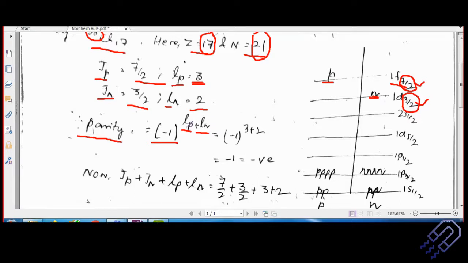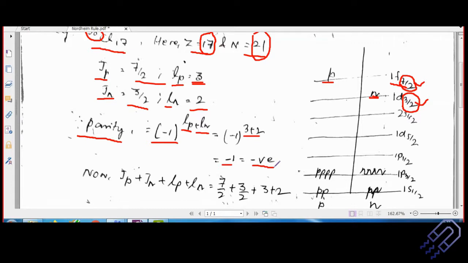So we have L_P plus L_N, with the L value 3 for the proton and 2 for the neutron, which is 3 plus 2. So it is minus 1 to the power 3 plus 2. Simple. We just get a minus 1. That means the parity is negative.